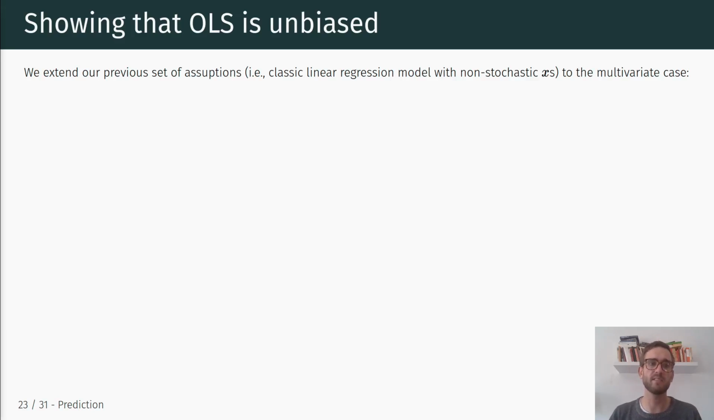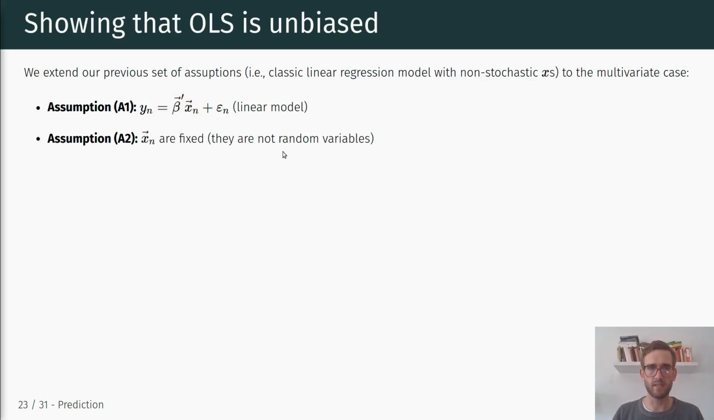So we extend our previous set of assumptions that we need to show that OLS is unbiased to the multivariate case. In order to do that, the first assumption is, of course, again the linear model assumption, but now using the vector representation of the linear model, which of course includes the intercept. The second assumption is that the x's are fixed, as we discussed. So this xn vector is fixed.